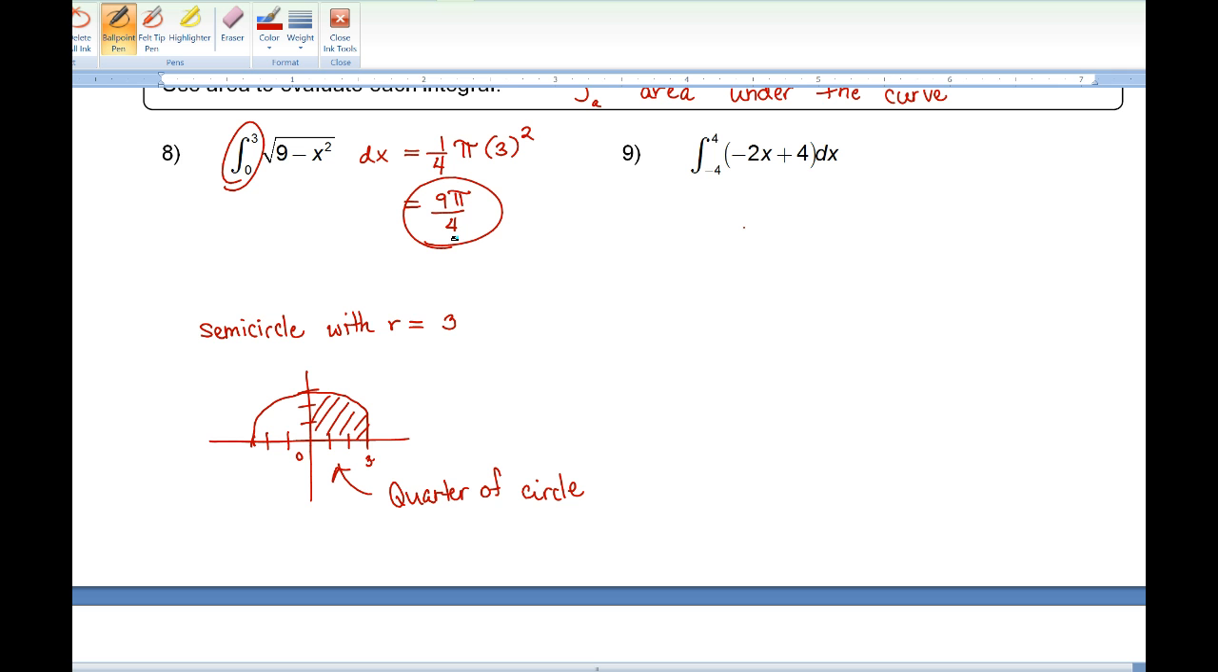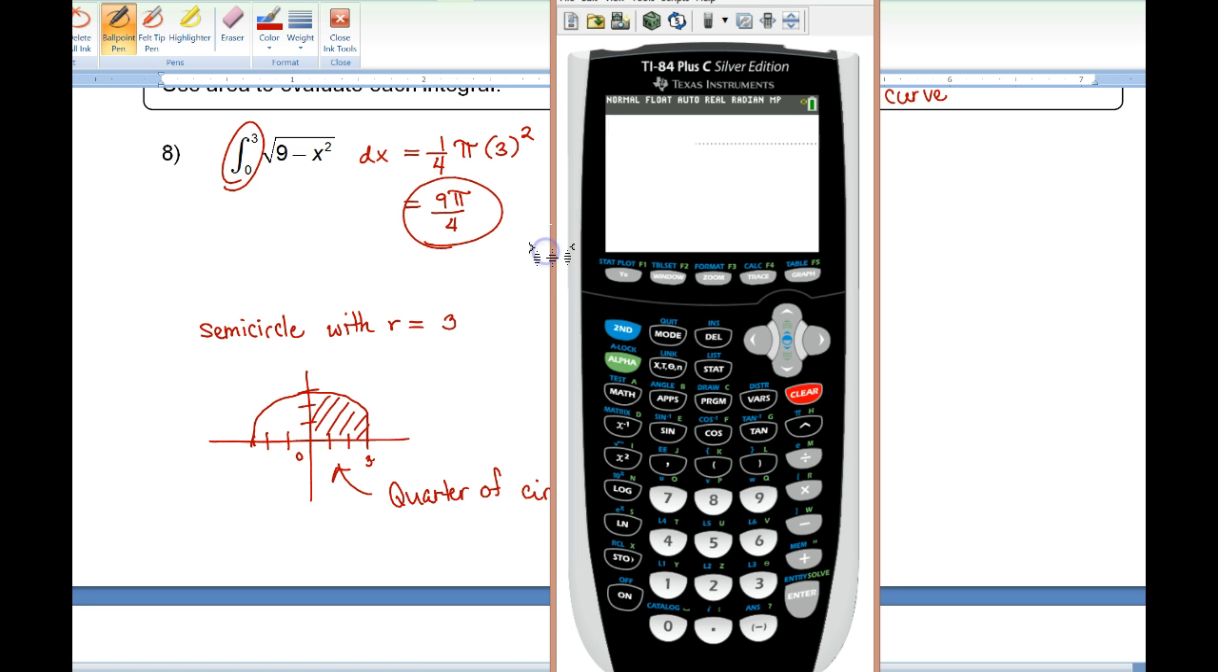Now, we have a way to check this on our calculators. If you recall, you could do math and then number 9. So math 9 will show up with the integral sign. So we could do 0 and then type in 3, and then we type in the square root of 9 minus x squared. And then you have to put in whatever variable.